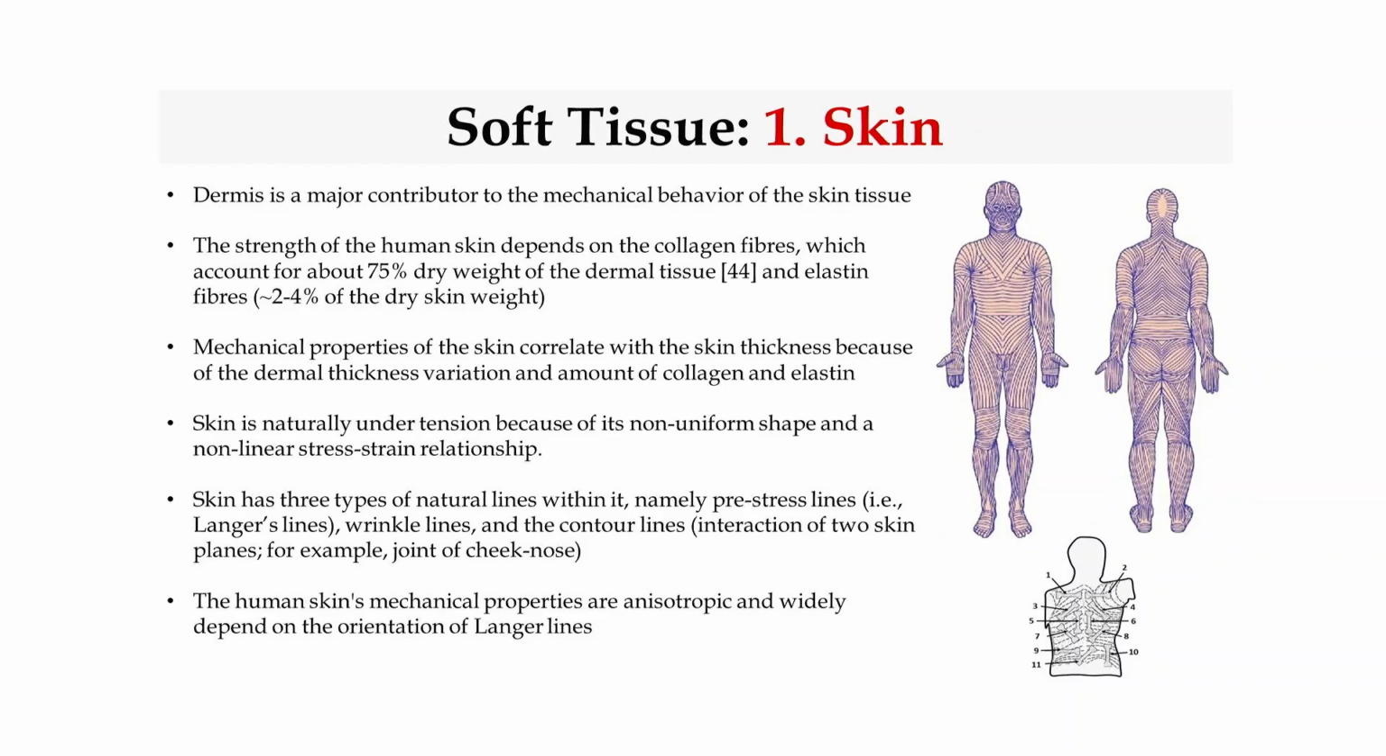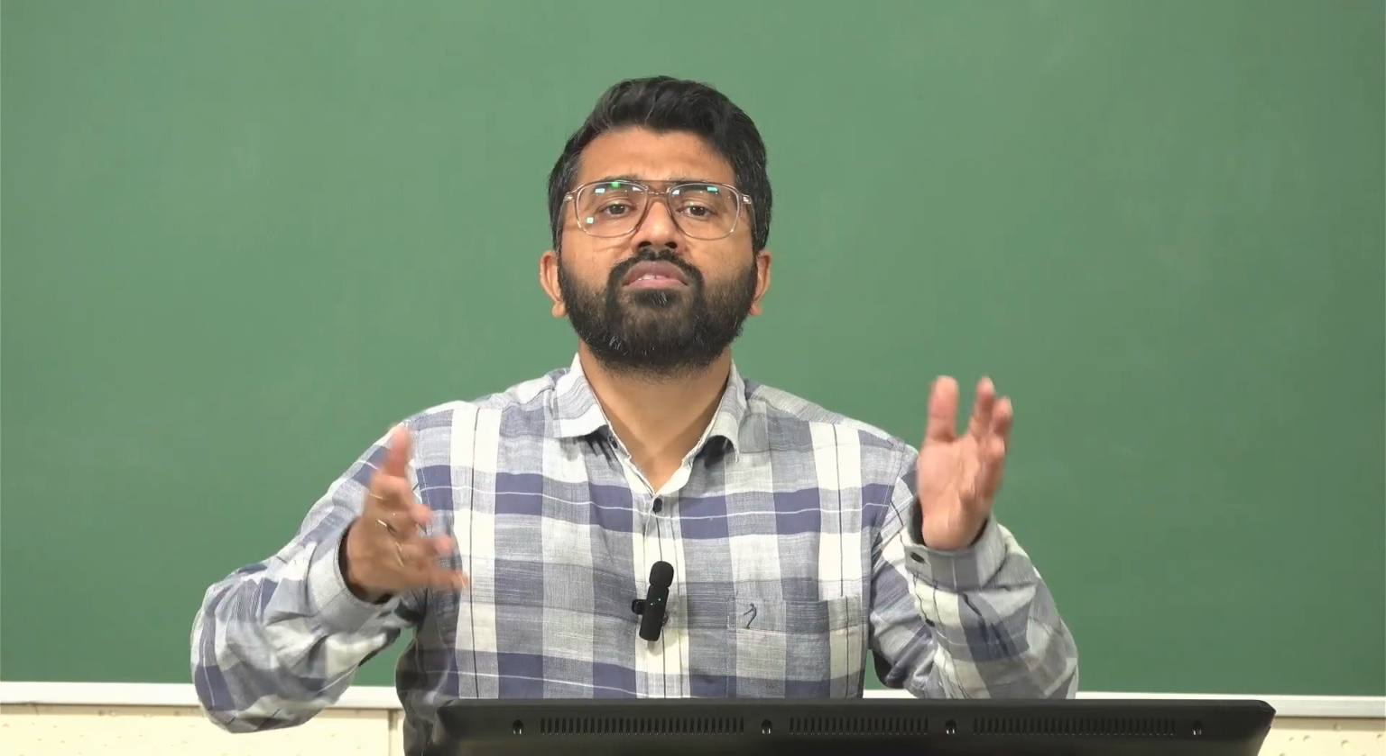Skin is naturally under tension because of its non-uniform shape and non-linear stress-strain relationship. These are some terms I'm going to explain as we go along. Non-uniform shape is very straightforward. Skin is not uniformly shaped. It's not a piece of a square or a rectangle. It is spread around the body and has different curvatures and different bends and curves to it, right?